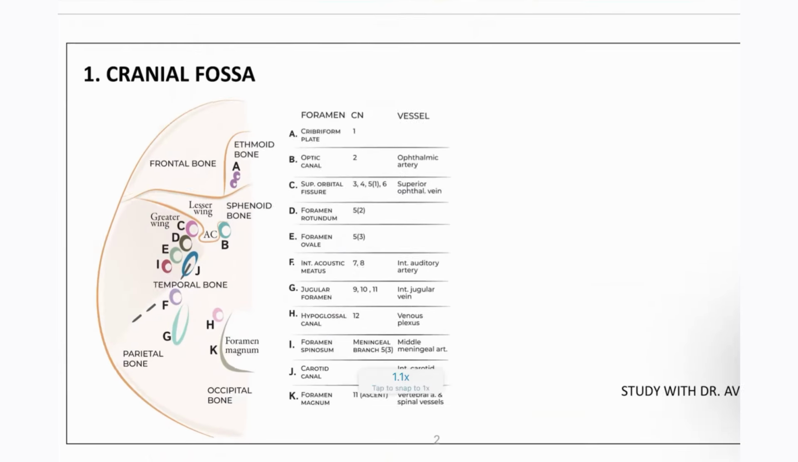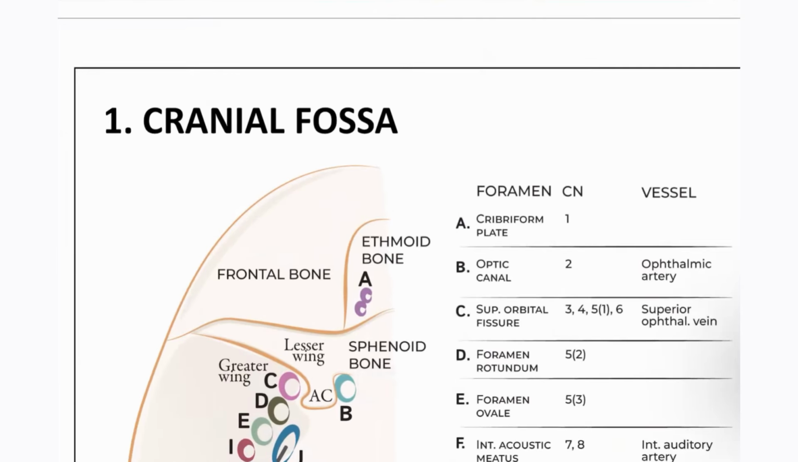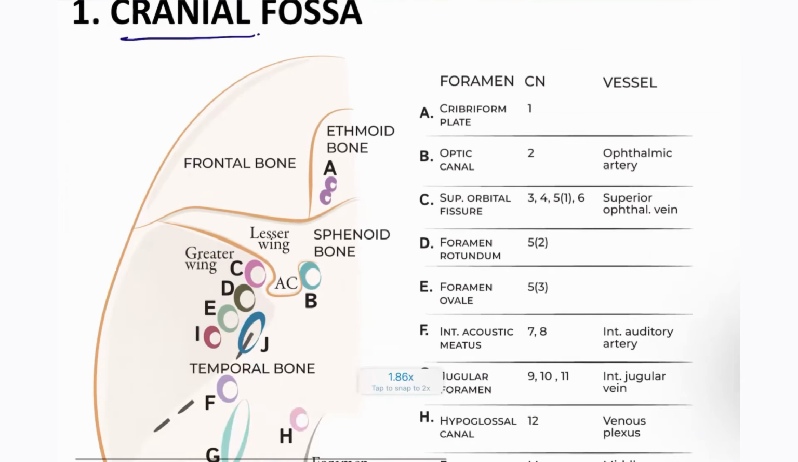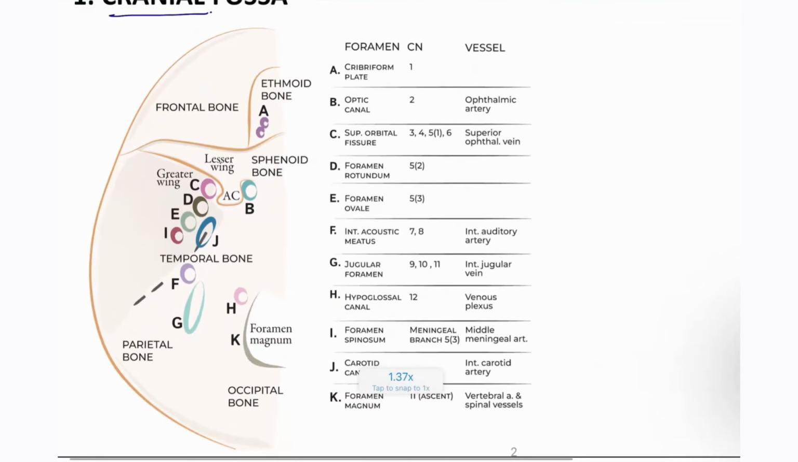And first, we are going to complete some more important topics from the basic subjects. So first is the cranial fossa. In the cranial fossa, you have to remember what are the foramens and which cranial nerves and important vessels pass through them. Okay, first here you can see this is the cribriform plate. In the cribriform plate, what is the nerve that is coming? The olfactory nerve is going to come.